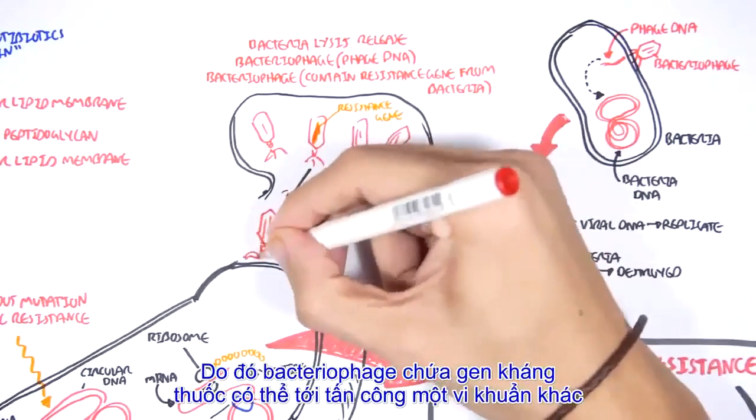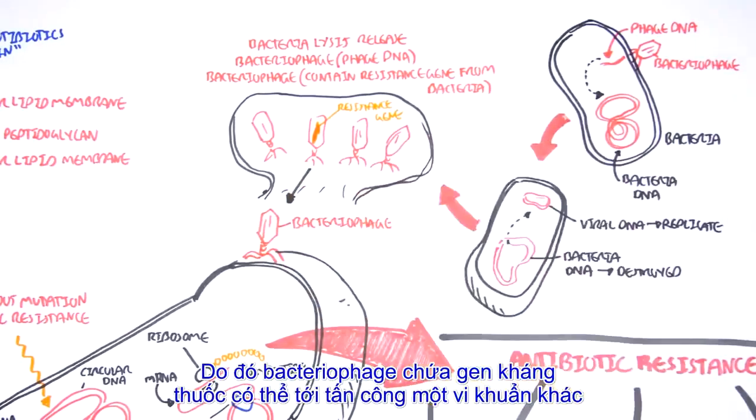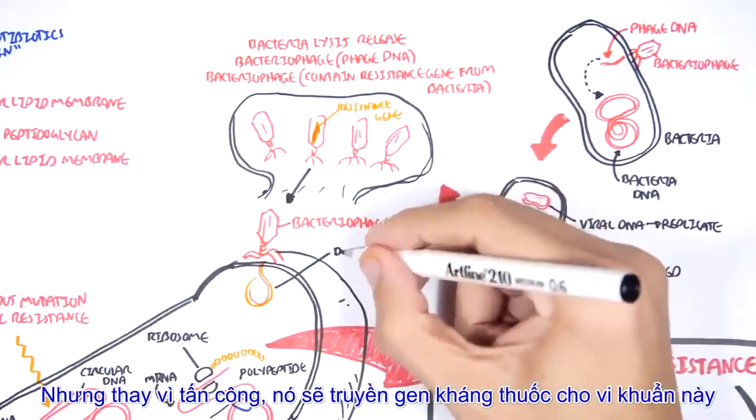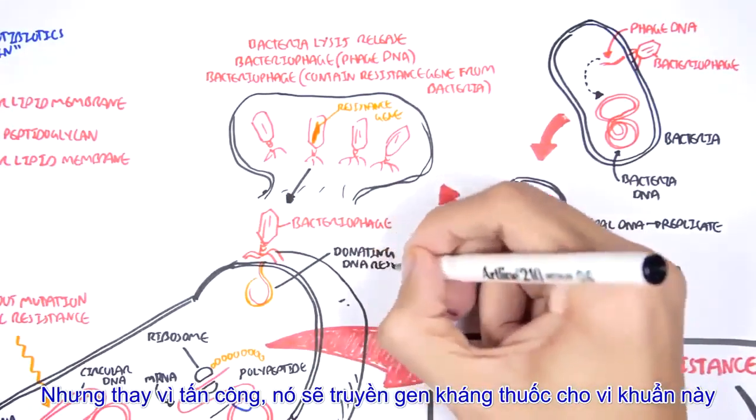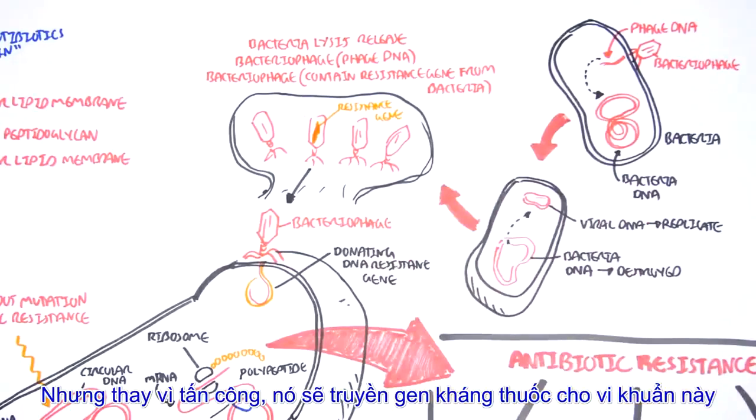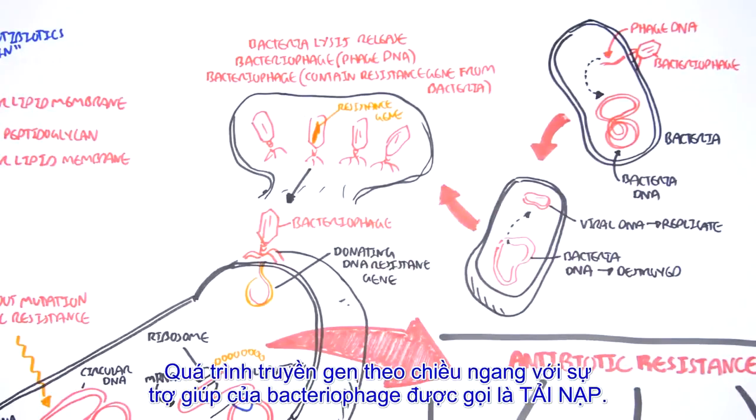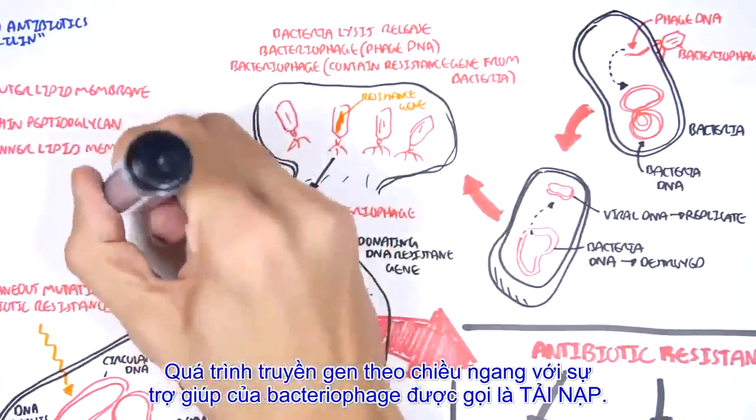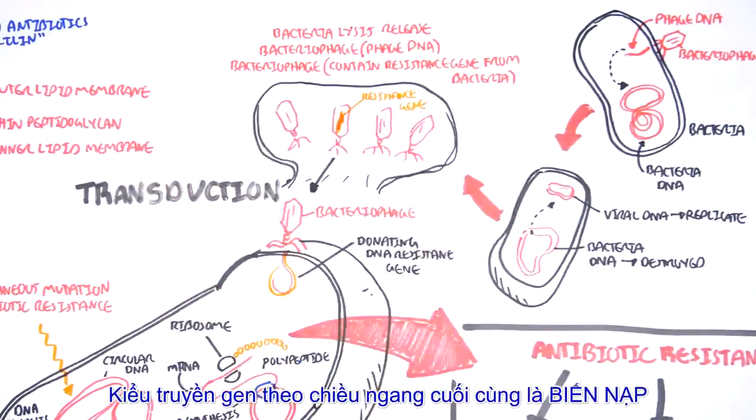And so the bacteriophage containing the resistant gene can then go attack another bacteria, but instead it will actually give a resistant gene to it. Now this process of horizontal gene transfer with the help of the bacteriophage is called transduction.